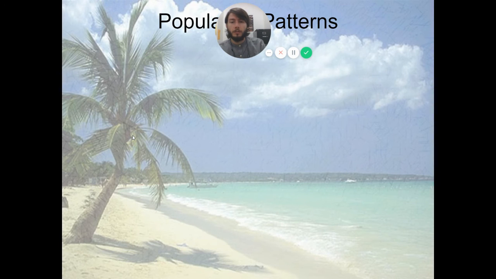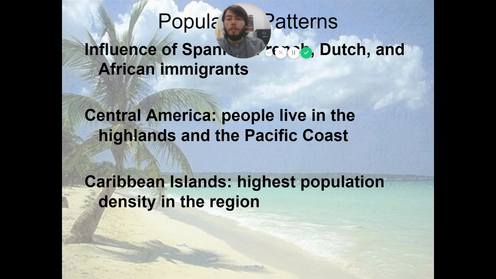Okay, so the population pattern. There's a huge influence of the Spanish, the Dutch, and African influences in the Caribbean. We know this because they speak Spanish. Big Dutch influence because some of the Caribbean islands they actually speak Dutch. And then also we know there's a huge African influence because of the slave trade.